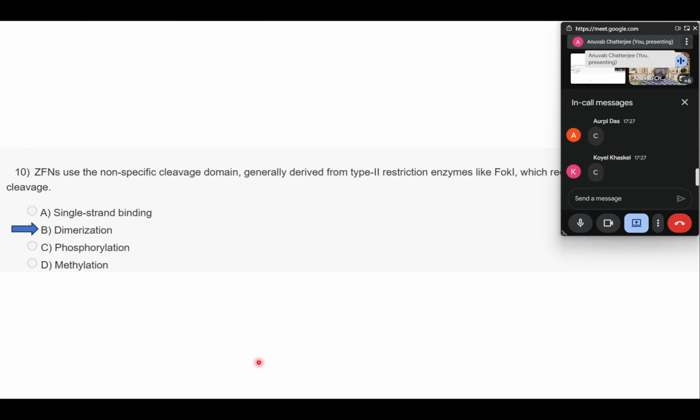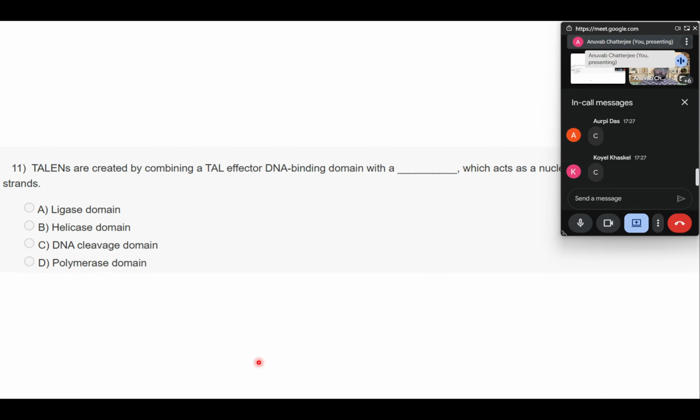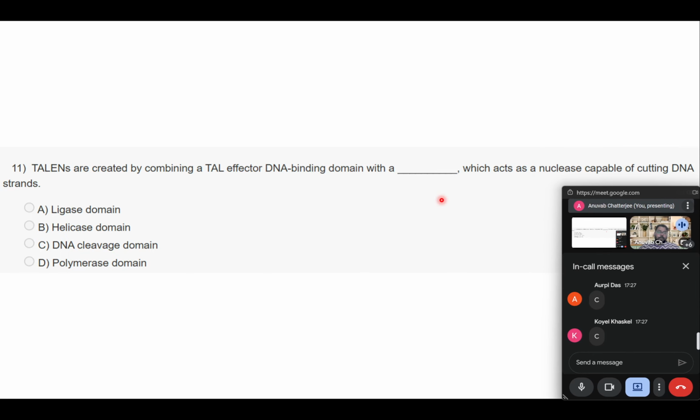So, FOK1 needs to dimerize in order to cleave the DNA. Next, we're going to talk about the other genome editing methods. The one that we'll talk about is called TALENs. TALENs are created by combining a TAL effector DNA binding domain with a blank, which acts as a nuclease capable of cutting DNA strands. So TALENs are made of a TAL effector DNA binding domain with what? Is it a ligase domain, a helicase domain, a DNA cleavage domain, or a polymerase domain?